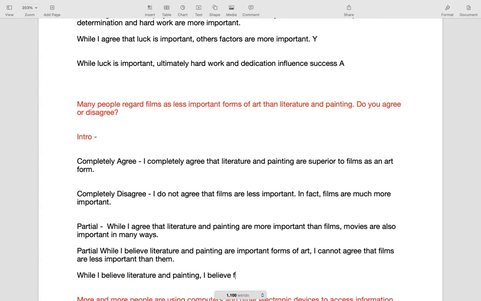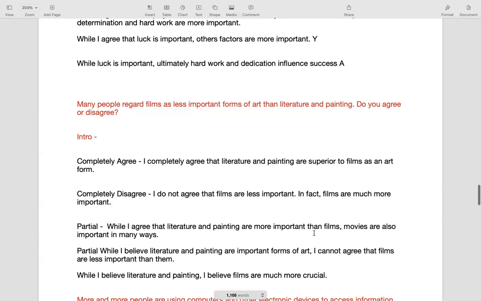I believe that films are much more important, much more crucial or significant. Vital, yes. While literature and paintings are vital in many ways, I feel films are much more advantageous. I won't call them advantageous. Importance does not mean advantages. Importance in here is something else. Films are much more influential. Films are much more important art form. I would say this.